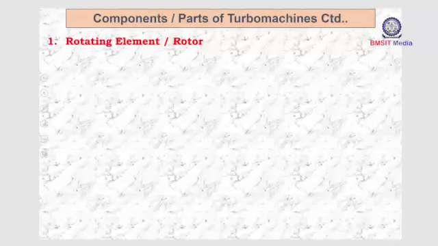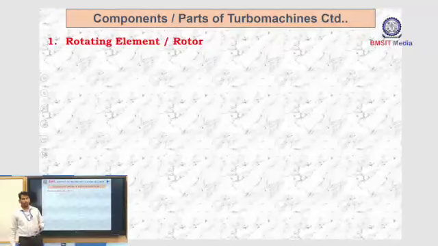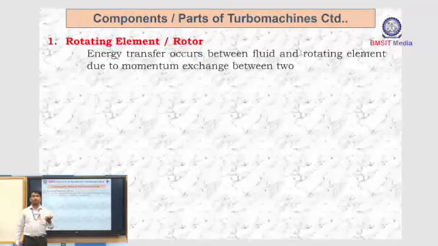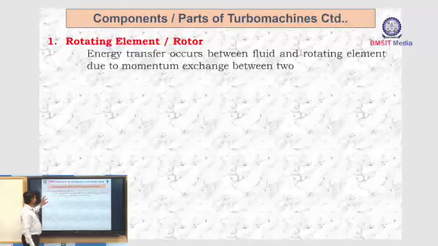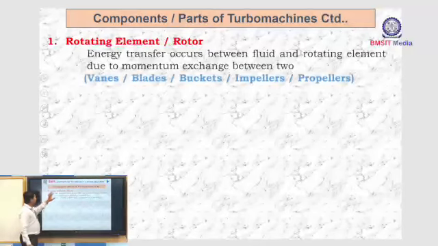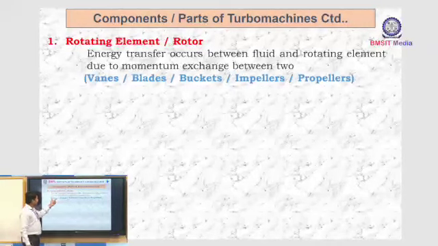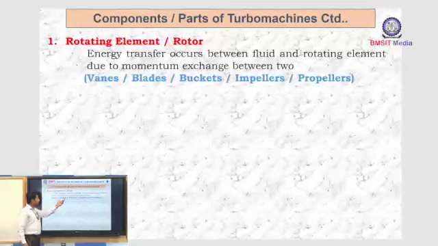The first component is the rotating element, or the other name, rotor. It is a mandatory part for all turbo machines. In this rotor, what will happen? Energy transfer occurs between the flowing fluid and the rotating element due to the momentum change between the fluid as well as the rotor. Depending upon the application or the device, we name it with different names: vanes, blades, buckets, impellers, propellers.